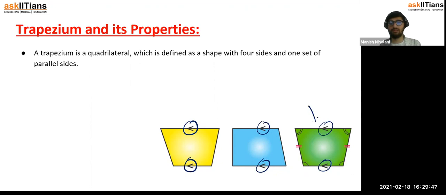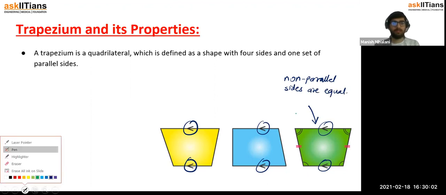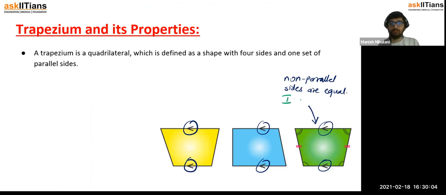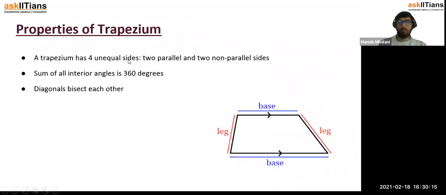Now this specific trapezium in which the non-parallel sides are equal, this trapezium is called an isosceles trapezium, right? Correct. So then what are the properties of a trapezium?